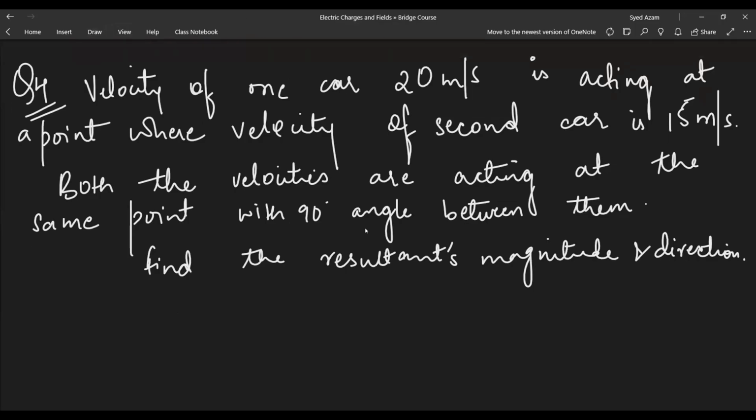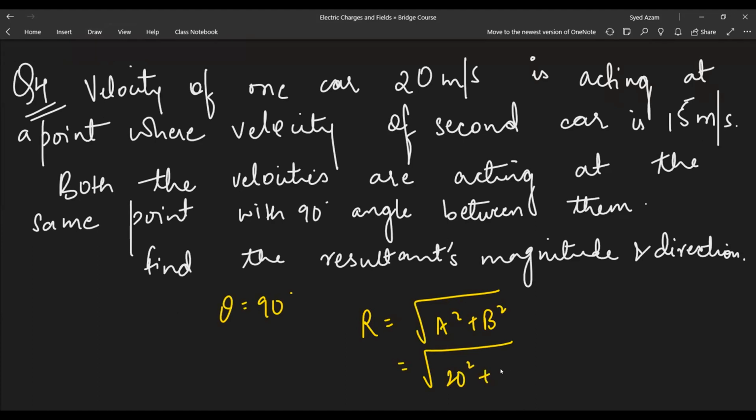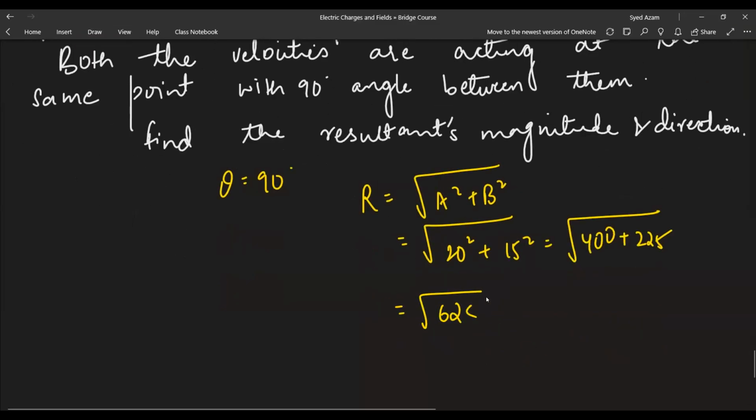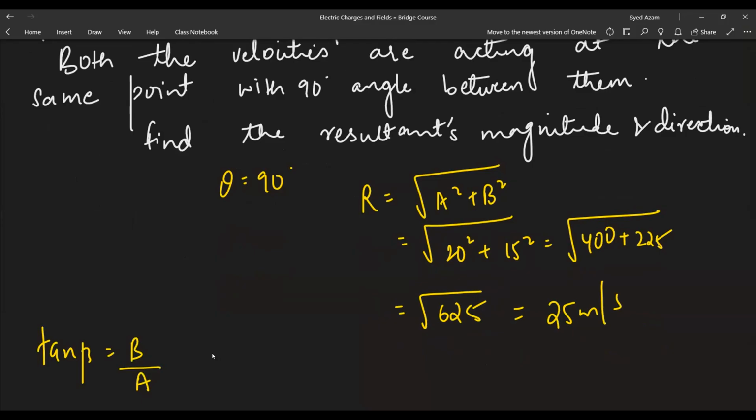See, in this question, this is the third case when theta is 90 degree. So for the resultant's magnitude, you can directly use under root a square plus b square. This will be 20 square plus 15 square, right? 400 plus 225, yes. This will be root 625, that is 25 meter per second.